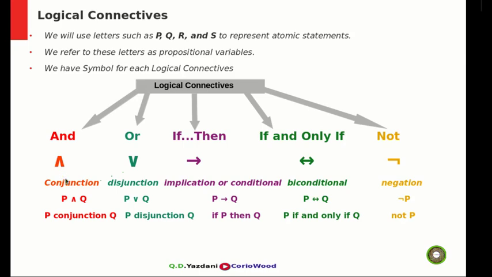So the first one is called conjunction, and we read it as P conjunction Q. The second one is disjunction. That's how we put it there, P or Q, or P disjunction Q. This one is if-then, implication. We say this implies as well, implication. Our conditional, we say P implies Q. That's how we read it in mathematics, but we say if P then Q. Biconditional, P if and only if Q, and this one is negation, and we say not P.